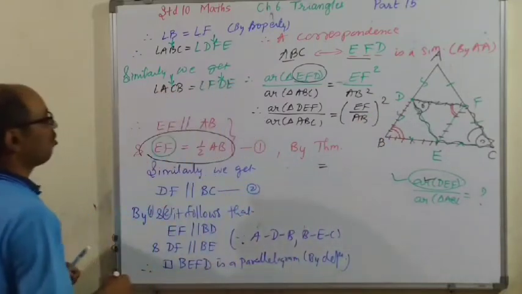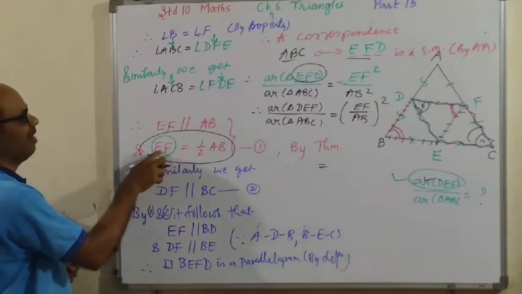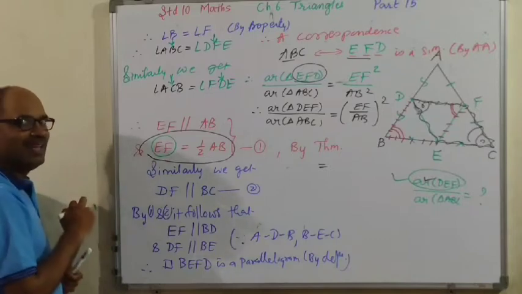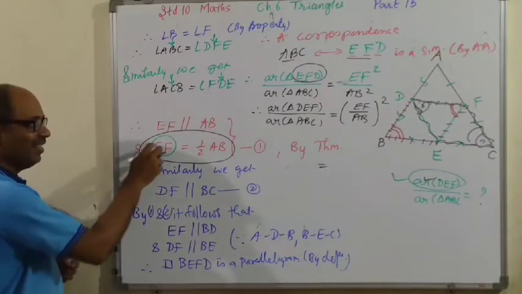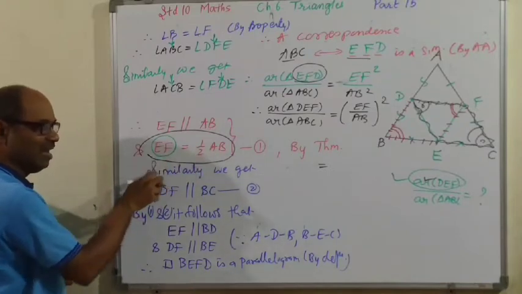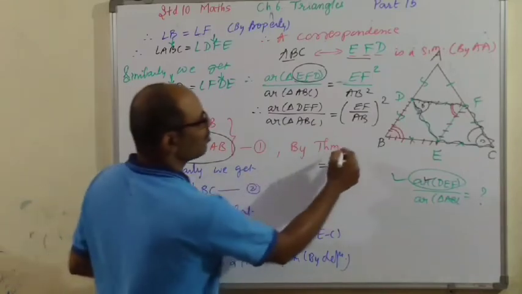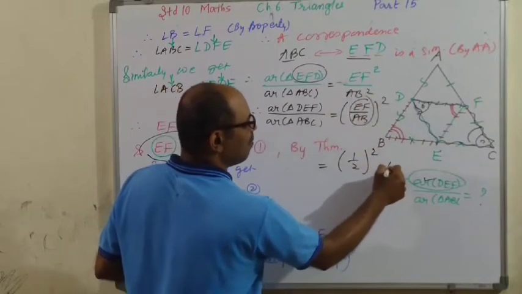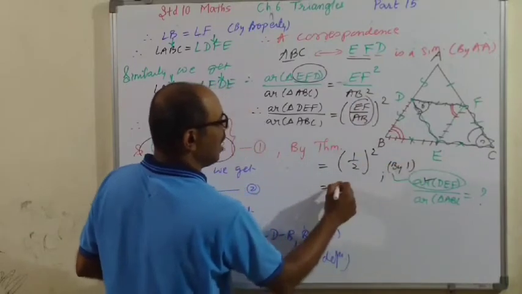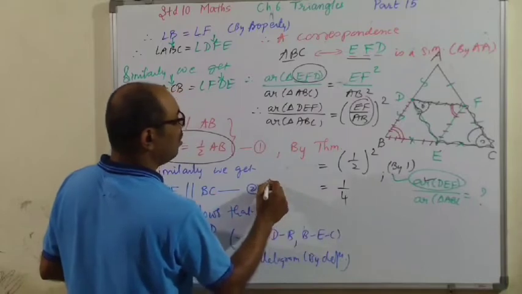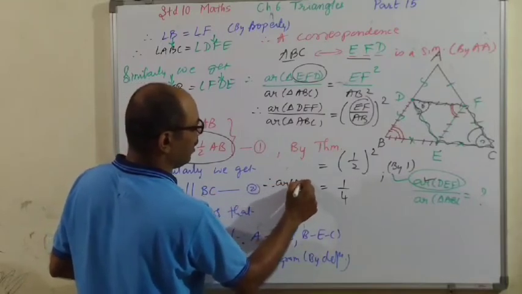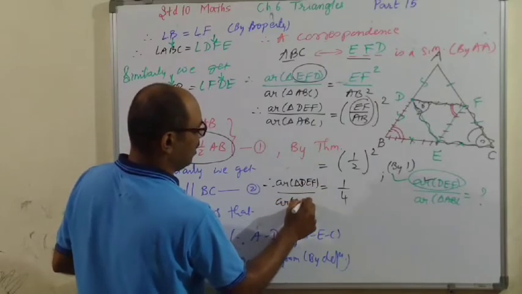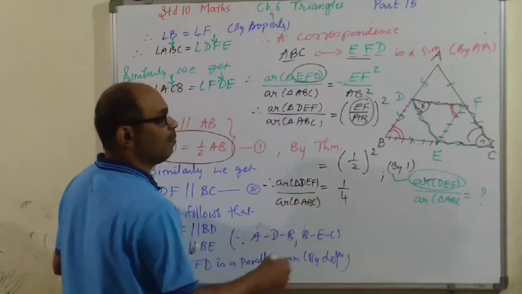That is equal to, कोई मुझे बता सकेगा result 1 से मुझे क्या मिलेगा? EF, AB को ये बाजू ले आओ. So what is EF upon AB? Tell me. EF, AB comes this side, so EF upon AB, half. So that is equal to square of EF upon AB is half by 1, and that is 1 upon 4. Therefore, area of triangle DEF upon area of triangle ABC is equal to 1 upon 4.